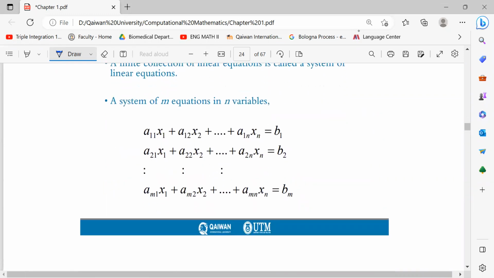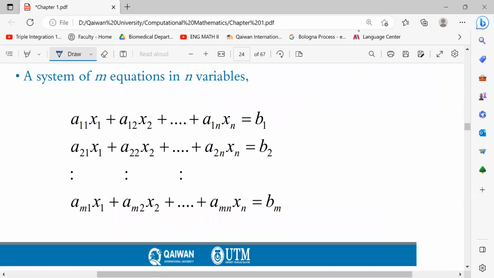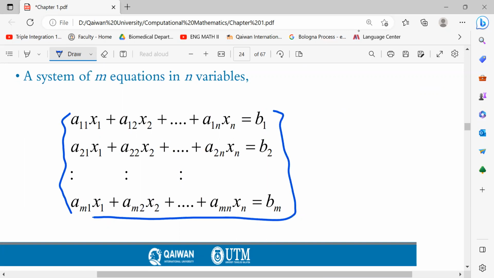Okay? We say a linear system is a finite number of linear equations. If you have more than one linear equation, it's called a linear system. As you see here, we have more than one linear equation, and all together this is called a linear system.